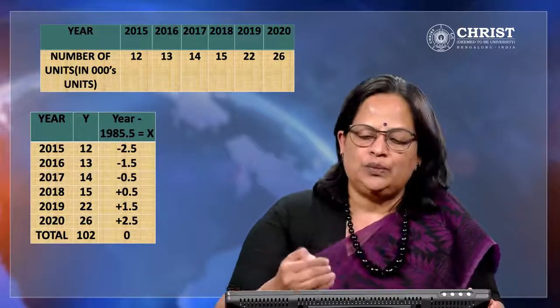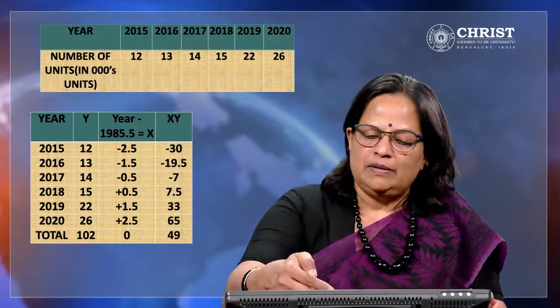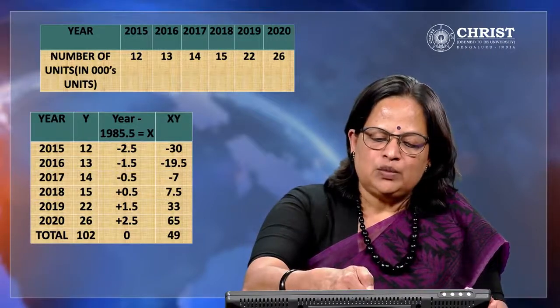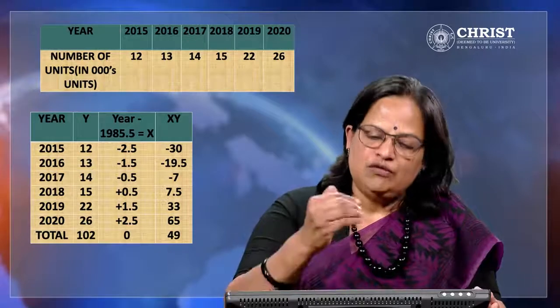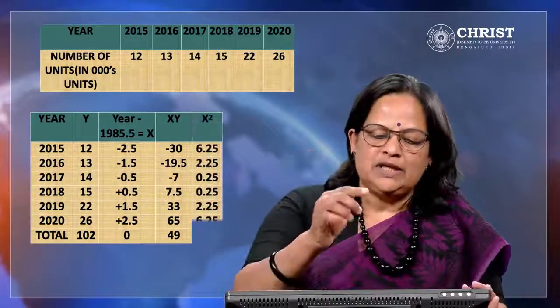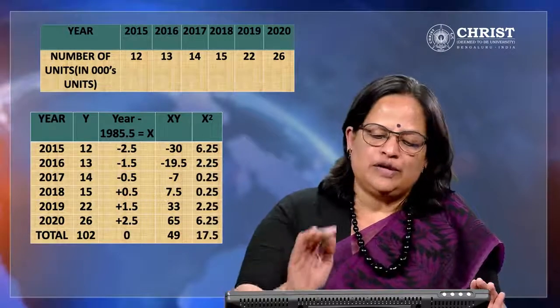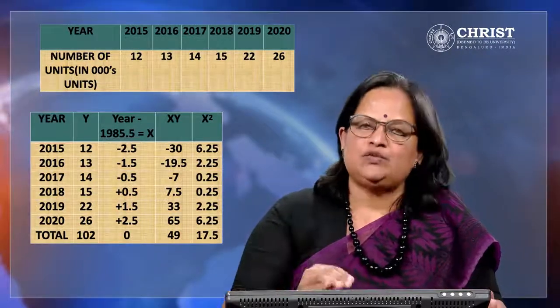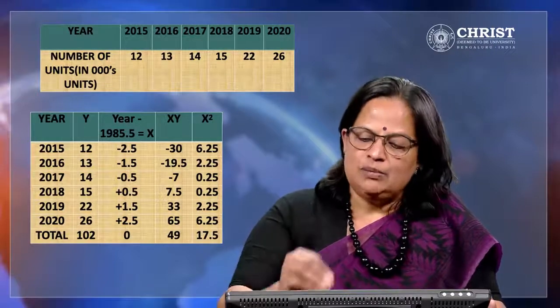Total is 102. xy values: minus 2.5 into 12, minus 30; minus 1.5 into 13, minus 19.5. Like that you will get the total 49. X square values: minus 2.5 into minus 2.5, you will get 6.25. Minus 1.5 into minus 1.5, you will get 2.25. Like that you will get 17.5.